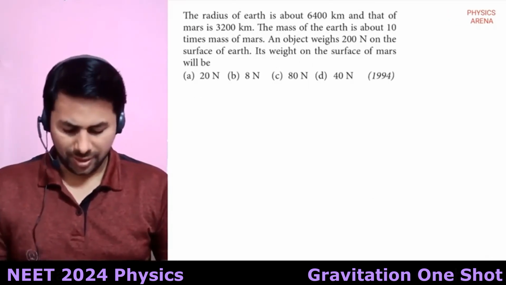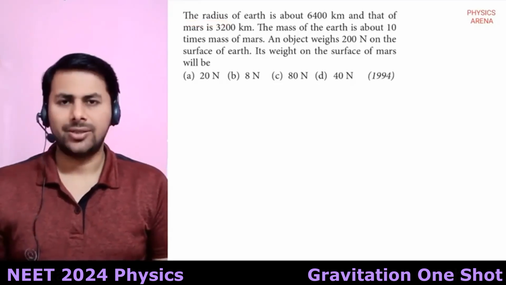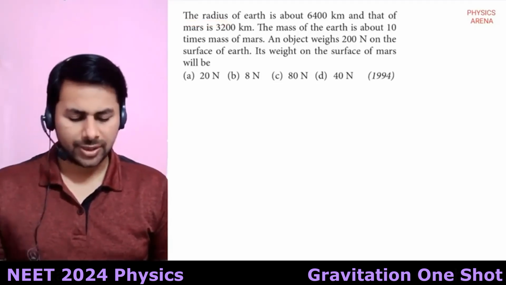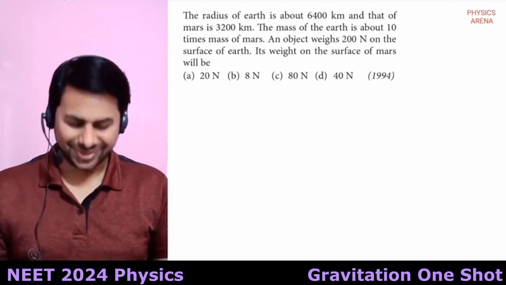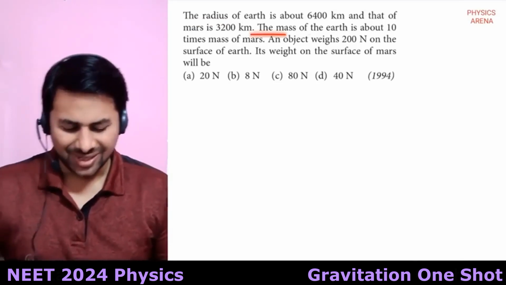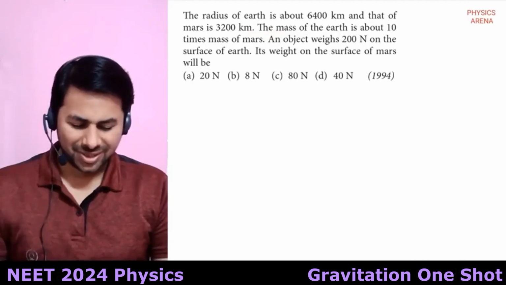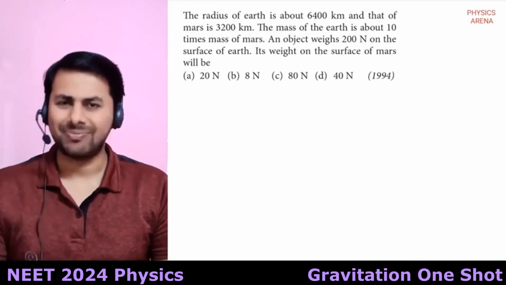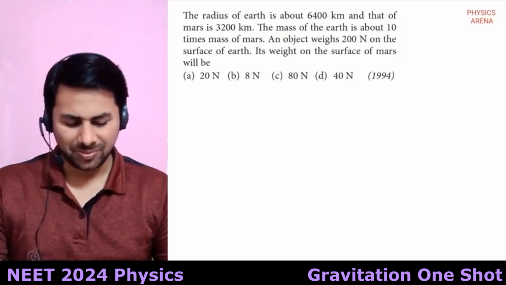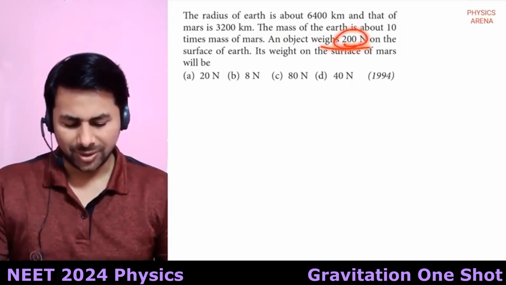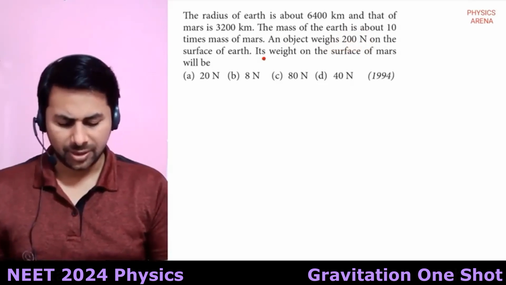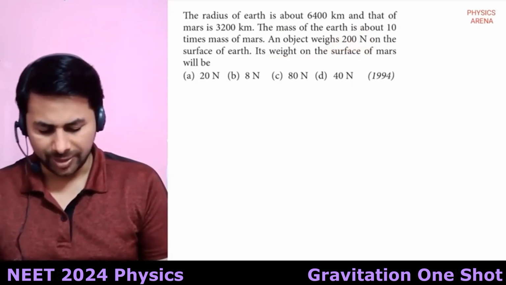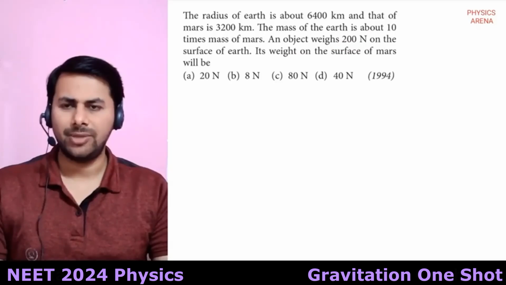Next one: the radius of Earth is about 6,400 kilometers and that of Mars is 3,200 kilometers. Okay, it is half. The mass of the Earth is about 10 times the mass of Mars. An object weighs 200 Newton on the surface of Earth. Its weight on the surface of Mars will be? So tell me.